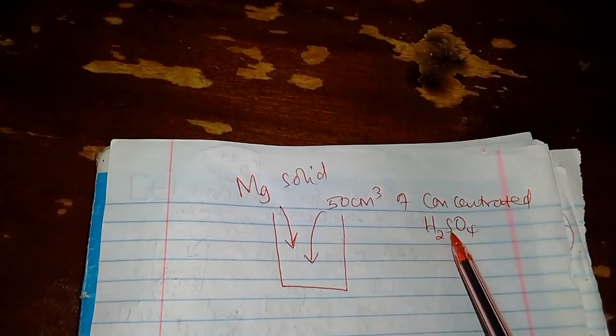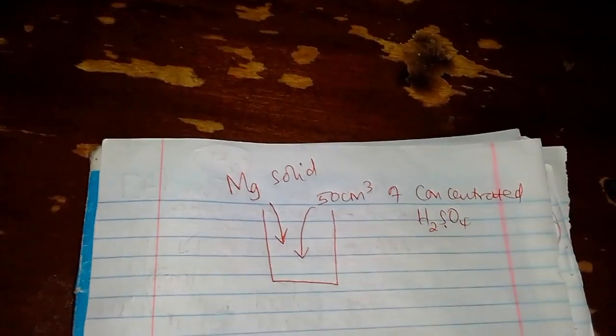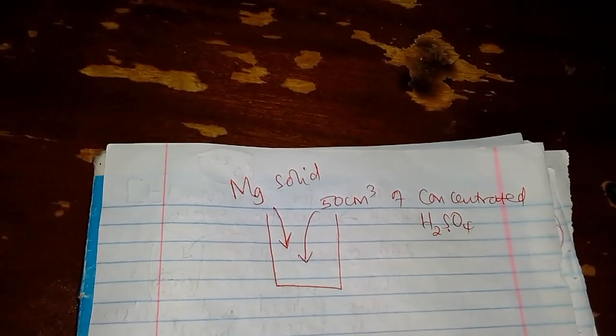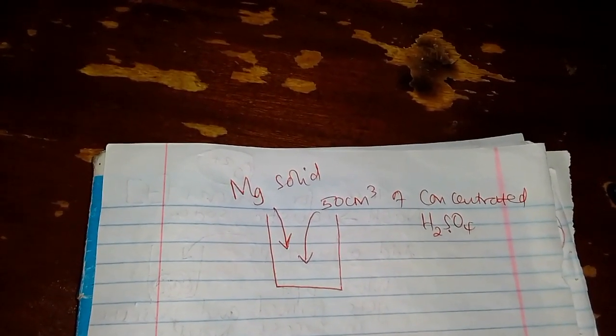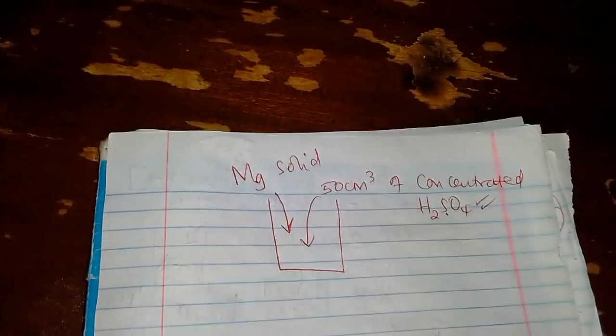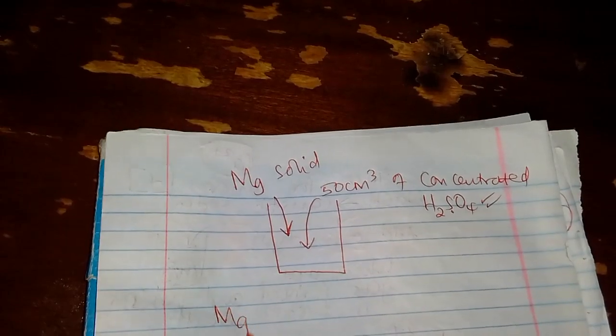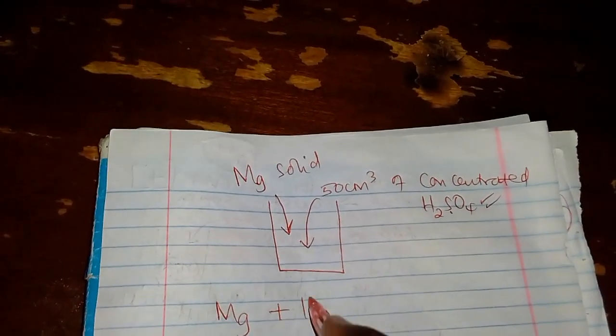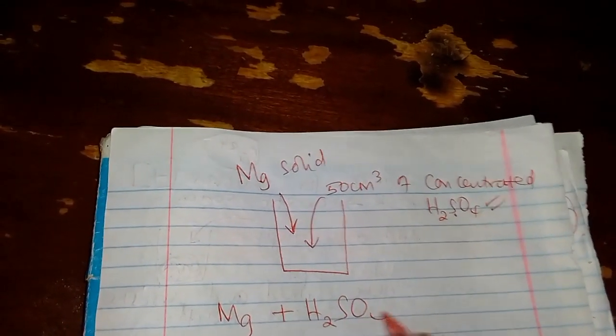Obviously the magnesium will react with the concentrated sulfuric acid to give us products: magnesium sulfate, sulfur dioxide, and water. Why? Because the acid is concentrated. So we have magnesium reacting with sulfuric acid in this case.